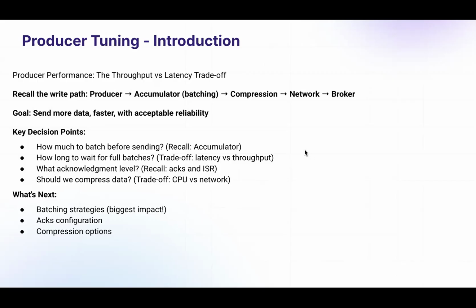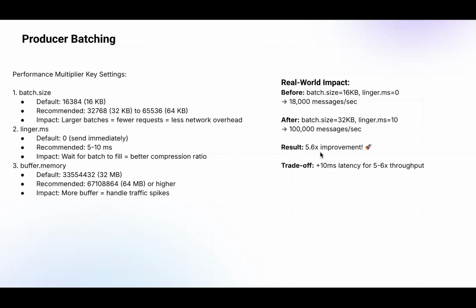Batching. Okay. The single most important producer setting: if you change nothing else, change this. This key is batch.size. It controls how large a batch can grow. The default is 16 KB, which is way too small for a producer. I recommend 32 to 64 KB. Why? Because a larger batch means fewer network requests, which means lower overhead per message.